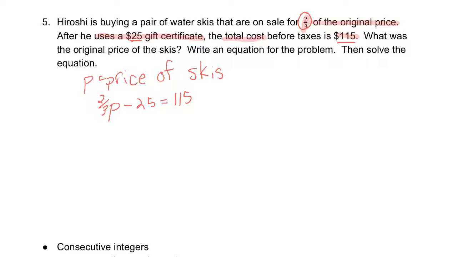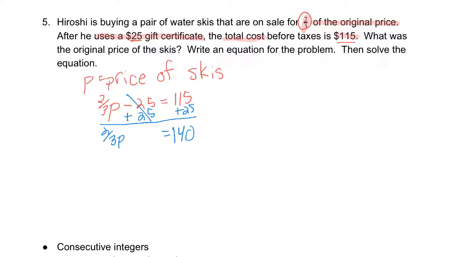So now we want to solve. First step is going to be that our -25 is not leaving our 2/3 P alone. So we need to do the opposite and add 25 to each side. 2/3 P stays the same. -25 plus 25 cancels out. We have equals here. And that equals 140. So this is the price before he used the gift certificate.